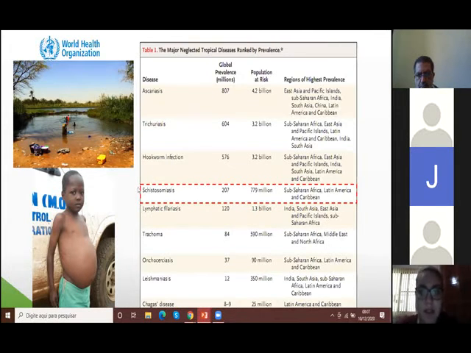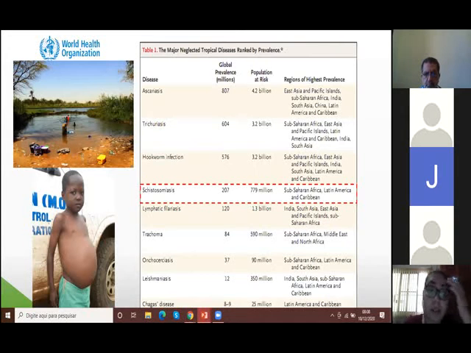Here in the list, it has a high position in relation to global prevalence and the population at risk. In this population at risk, in endemic areas, it's very common to see this scenario: poor sanitation and the difficulty to find good purity water for consumption. So this situation contributes to the maintenance of this disease in the endemic areas.